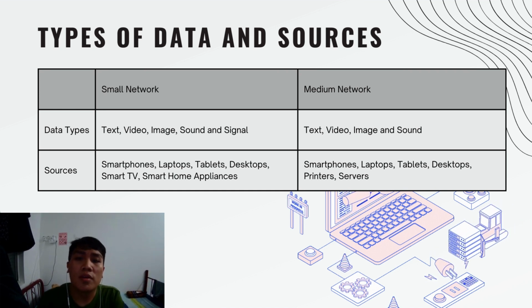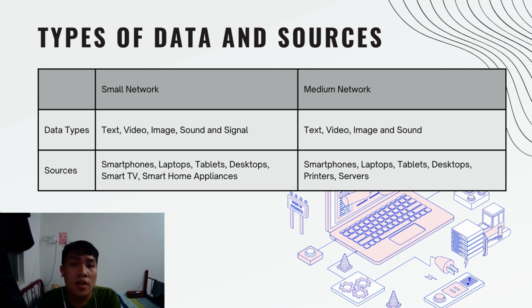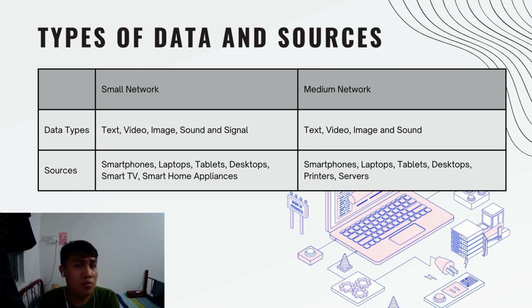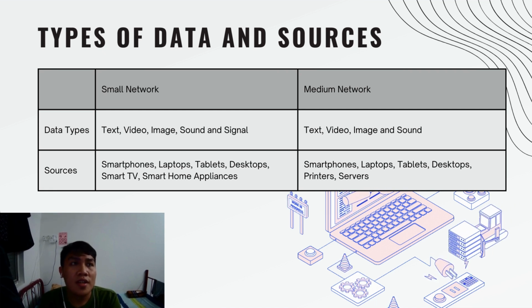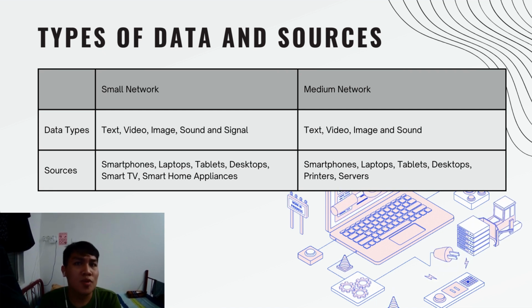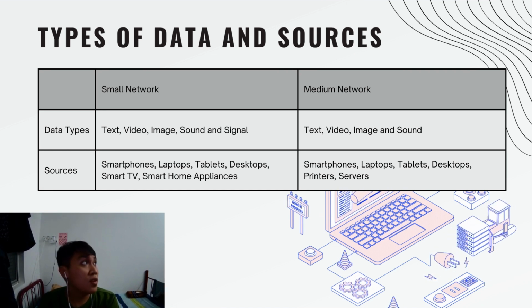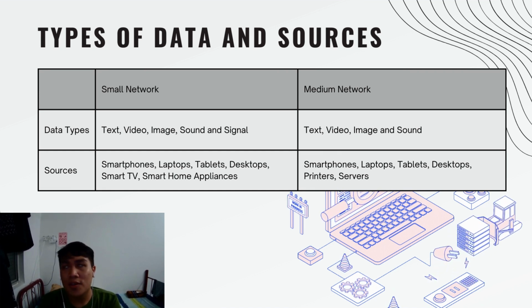Okay. Then for the media network, the data types are text, video, image, and sound. We didn't include signal in this because there was no apparent evidence or need for smart home appliances. Even if there are, daily users will not be able to send signals. Because imagine if 30 students were able to turn off the lights using their phones, it would be hectic. So it's not available publicly, I don't think so.